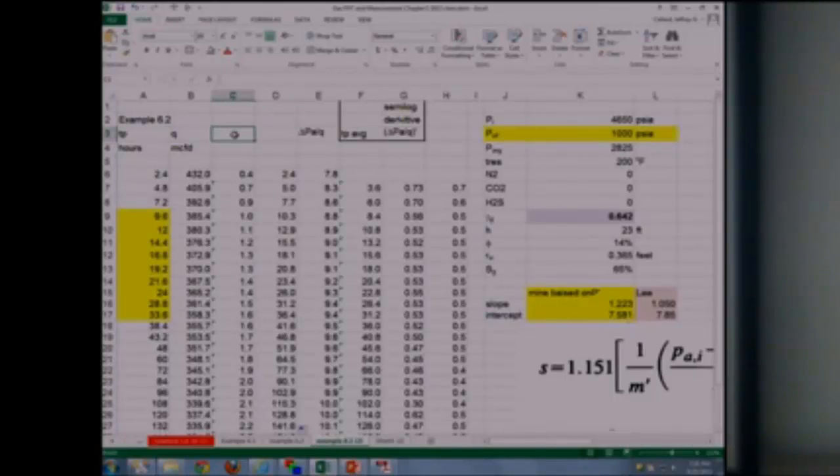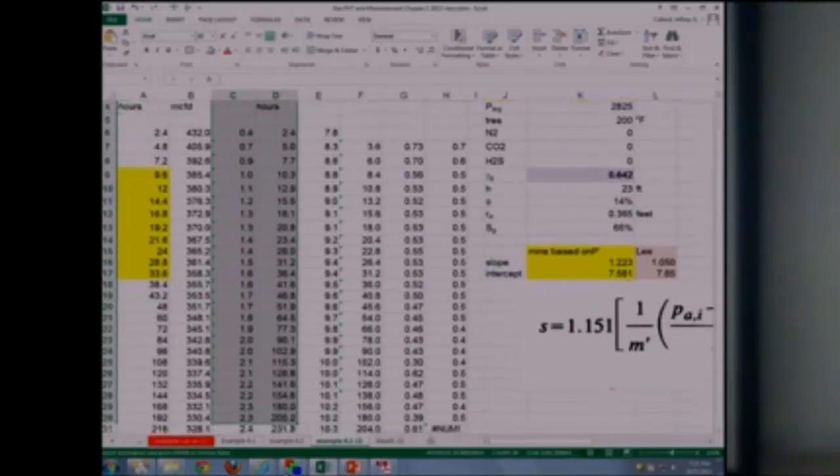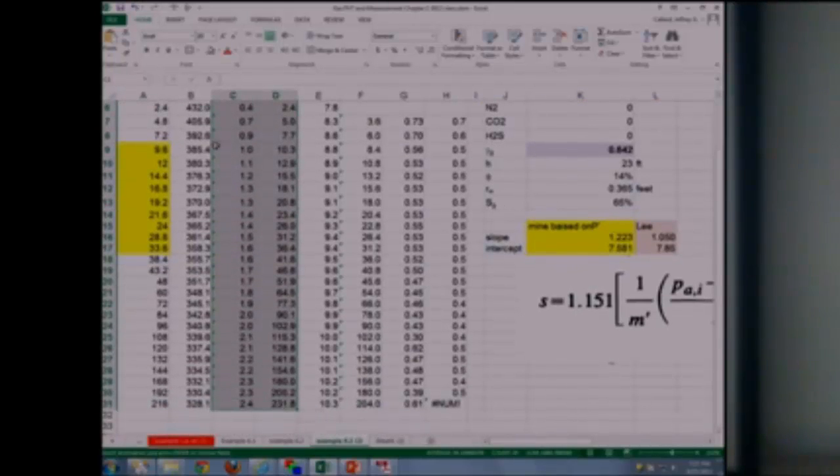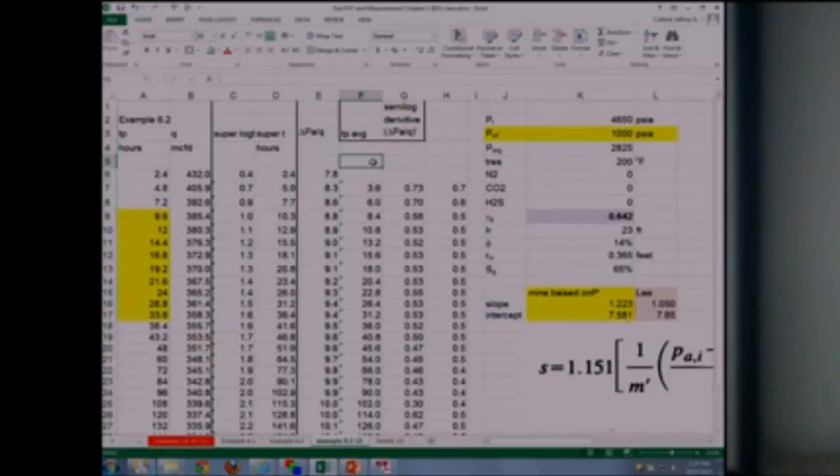So this is super log of T, and this is super T, 2.4 hours. I've added these two columns here. Okay, again, the 2.4 is not going to change for the first one because it's a summation function.